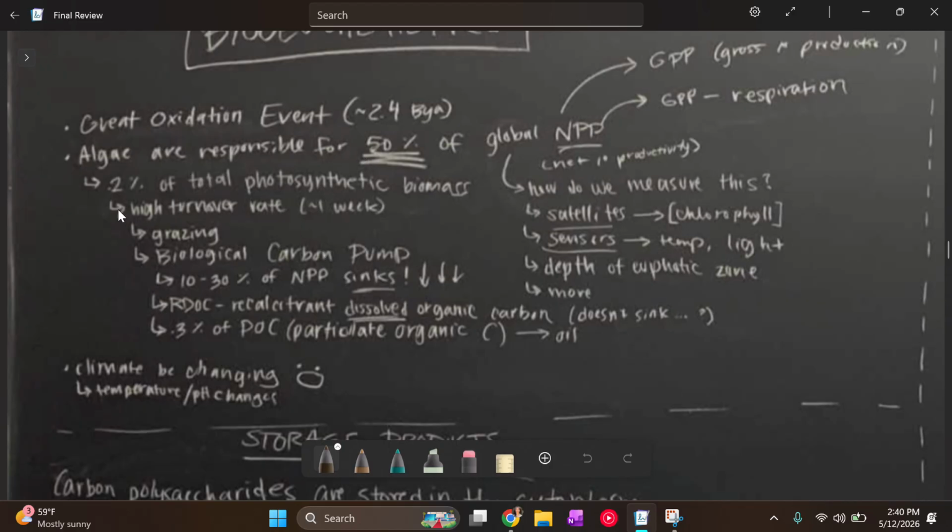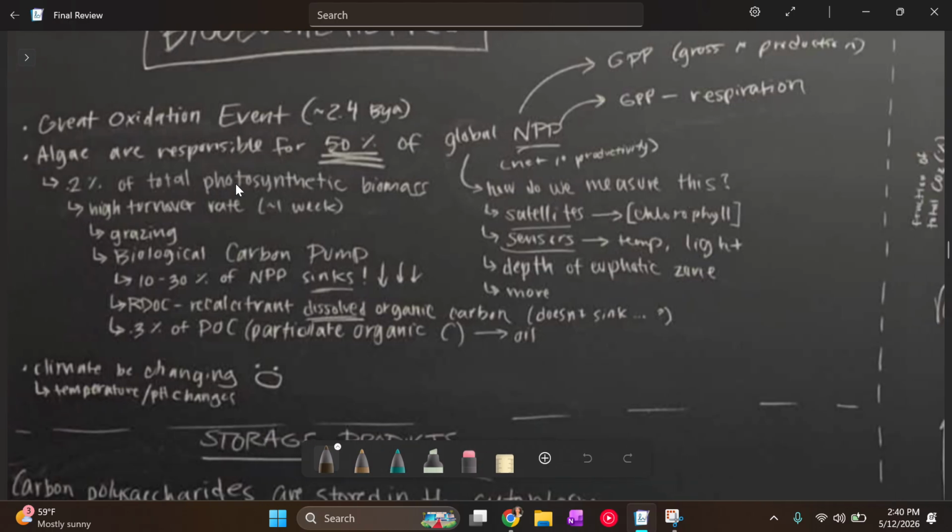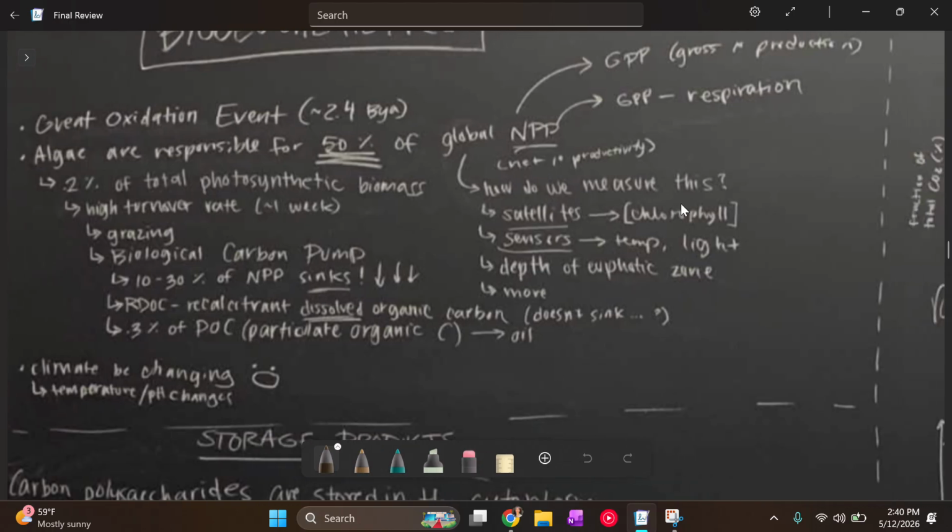So why is this number so low? High turnover rate. Algae get eaten all the time, and they die really fast. But some of it does sink, and there are different things that, sorry, when I said the 0.2, I meant the 0.3% makes it into oil. This is referring to how algae are super light, but they are doing so much of the photosynthesis. So that's kind of crazy. Very efficient little guys.